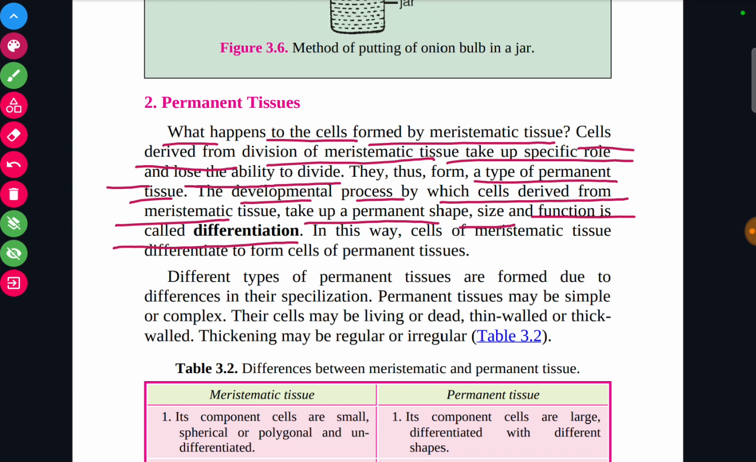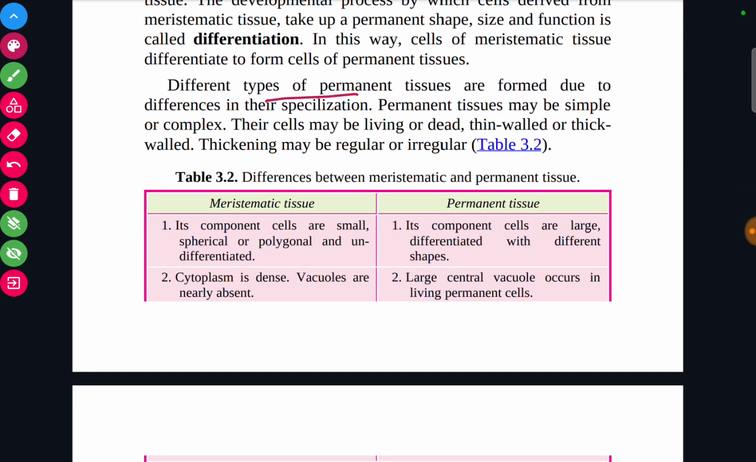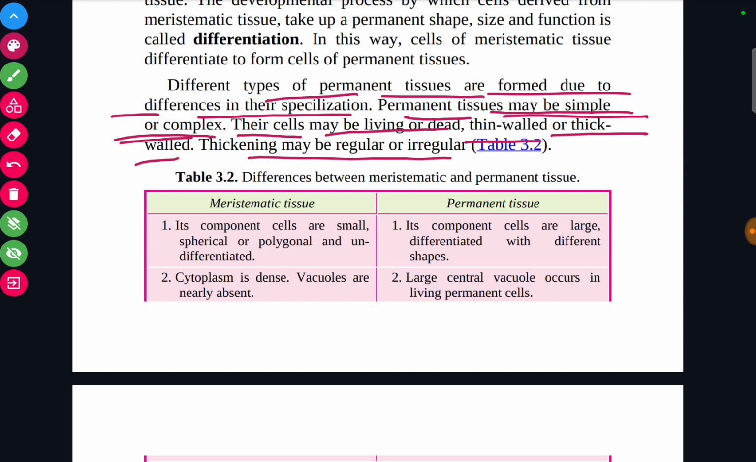There are different kinds of simple permanent tissue, and they have various functions. The complex permanent tissue has the function to conduct water and minerals. So they have their specialized functions. Different types of permanent tissue are formed due to differences in their specialization. Permanent tissue may be simple or complex. Their cells may be living or dead, thin walled or thick walled. Thickening may be regular or irregular. We will learn about each in detail when we go into a deeper discussion in this chapter.